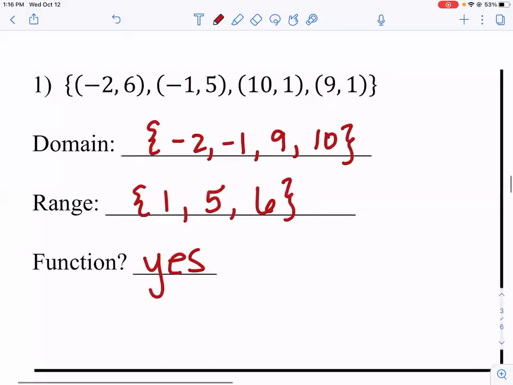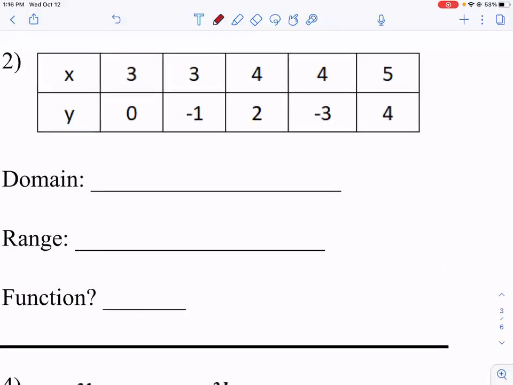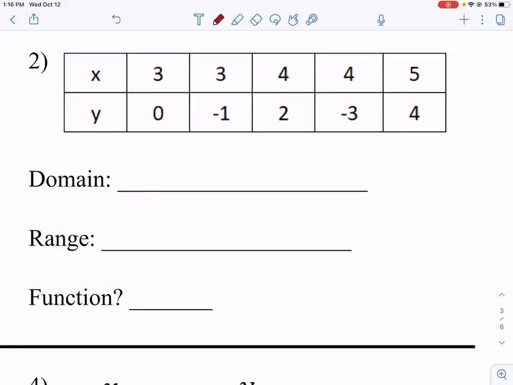Okay. All right. So how about you take this number 2? How about you write its domain for me, please? And range. And number 2, write the domain and range.